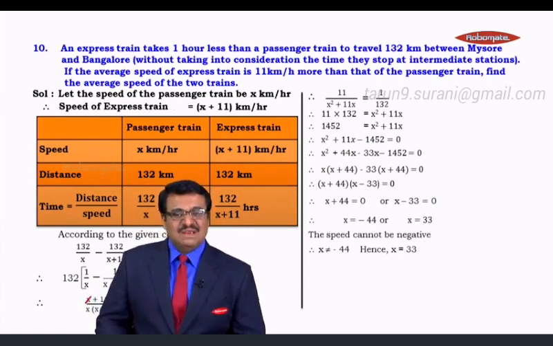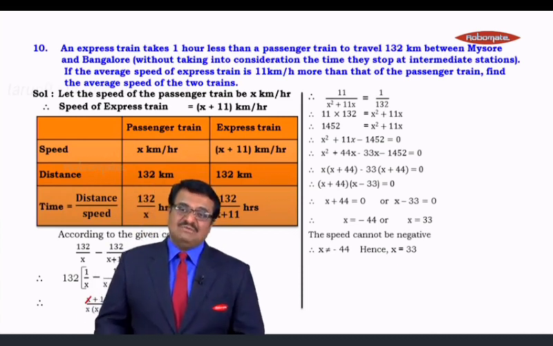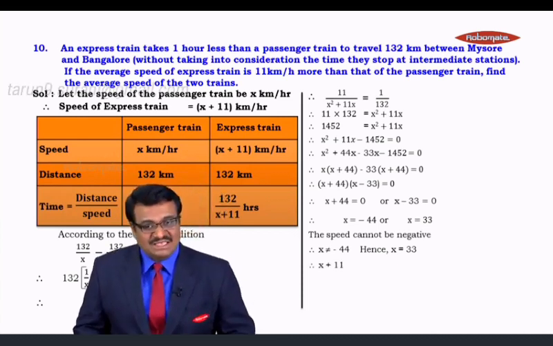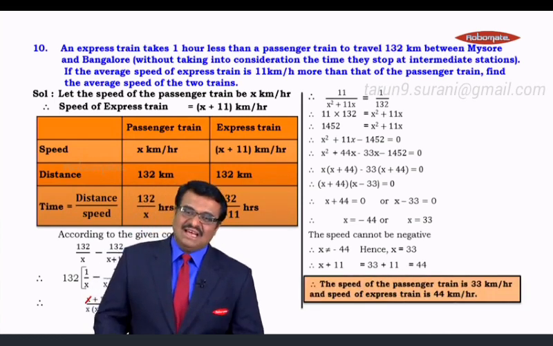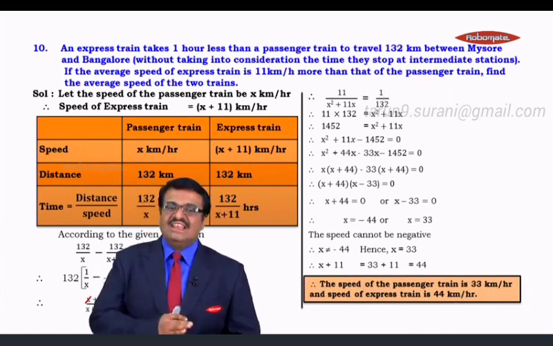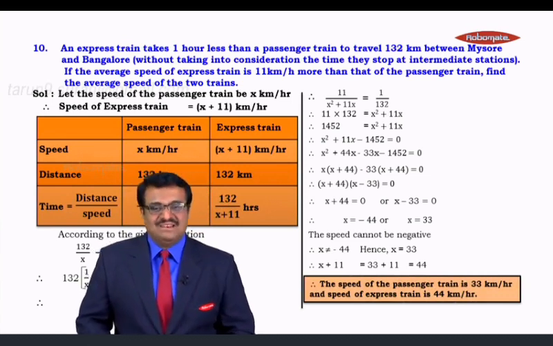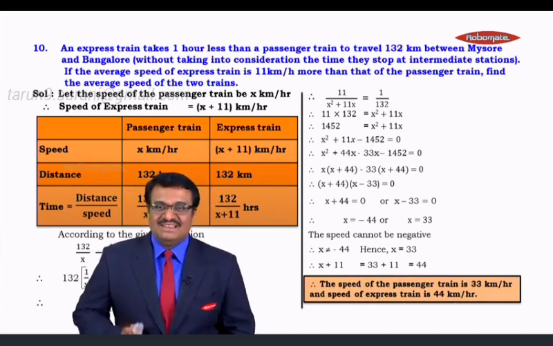But what is x? Speed of the passenger train. Let us find the speed of the express train also, which will be x plus 11, which will be 33 plus 11 is equal to 44. Then we write the final answer. The speed of the passenger train is 33 kilometers per hour and the speed of the express train is 44 kilometers per hour. That completes this sum.